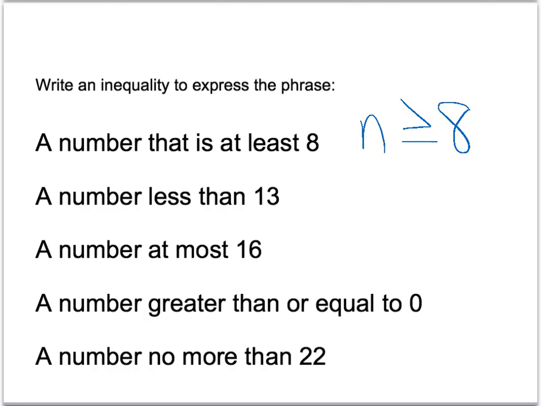A number less than 13, that pretty much reads directly as you would write it. A number less than 13. A number that is at most 16. The most it can be is 16. Lilia? And then the less than sign is the final number. Good. Less than or equal to 16.